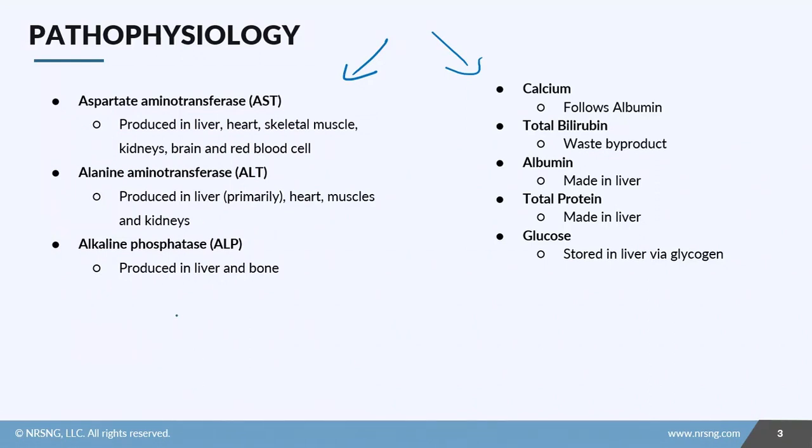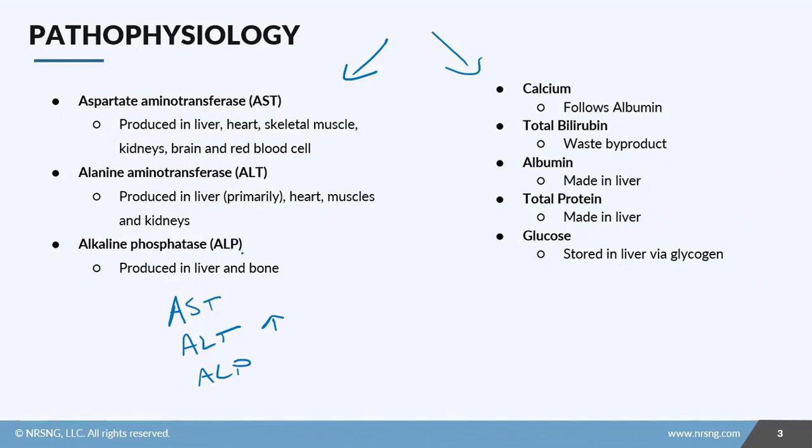And I'll give you an example. So let's say you have an elevation of your AST. Let's look at this: AST, ALT, and alk phos. So let's say your AST is elevated, but your ALT and your alk phos are normal. Well, you need to look at something other than the liver as the issue. So AST affects heart, skeletal muscle, kidneys, brain, and red blood cells. So you would look at other things here. Now let's say your AST and your alk phos are normal and your ALT is elevated. Well, you would look at something like your heart, your muscles, or your kidneys for a cause of that elevation other than the liver.